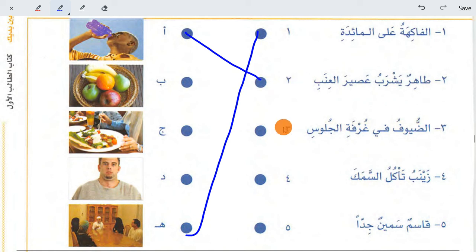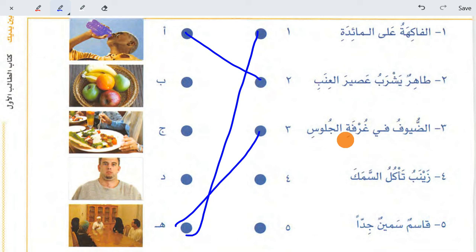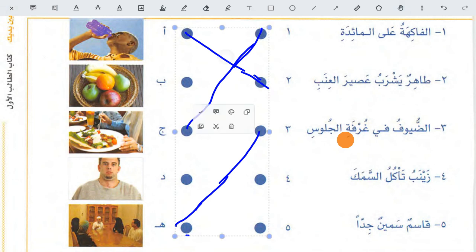Ad-duyuf fi ghurfat al-julus, the guests are in the living room. So I think you need to join it with this picture, and the first one will be with this one. Jim, there is a mistake here, so we can fix it. In this way you need to join them. So you will join all of them.